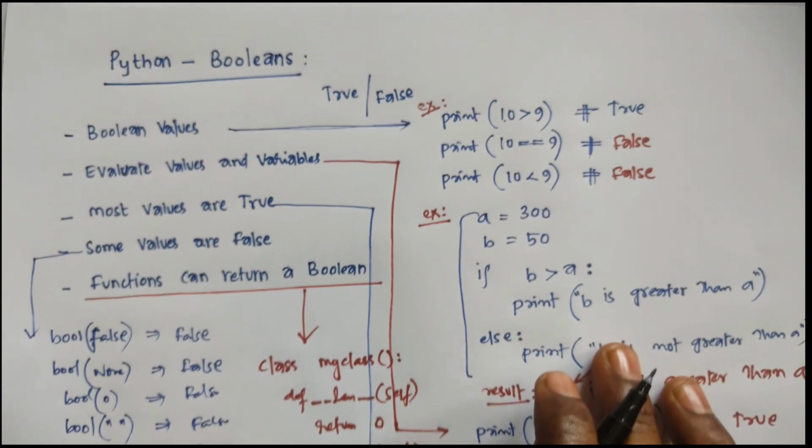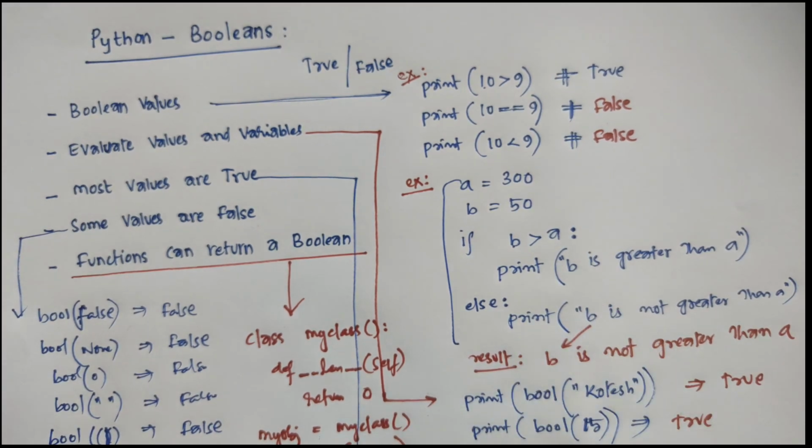So these are the various types of Boolean functions in Python. Okay, thank you.